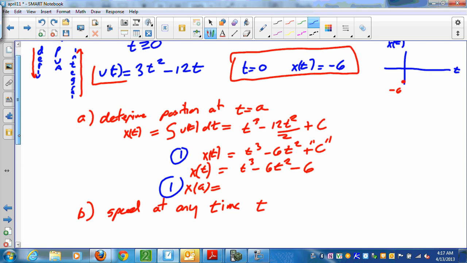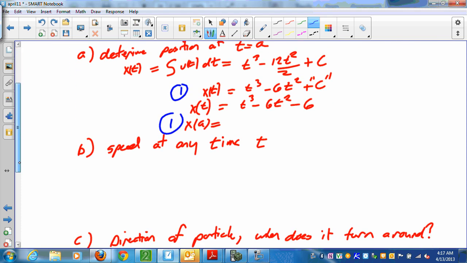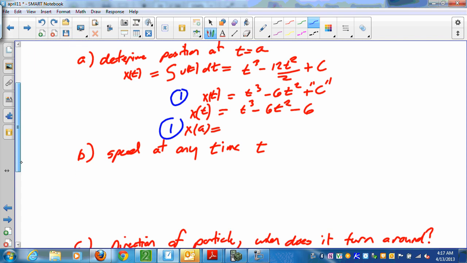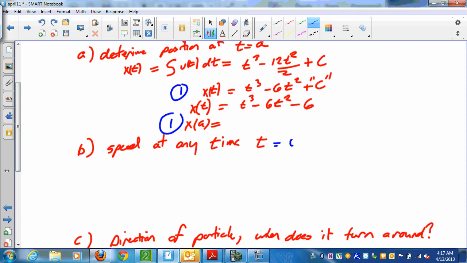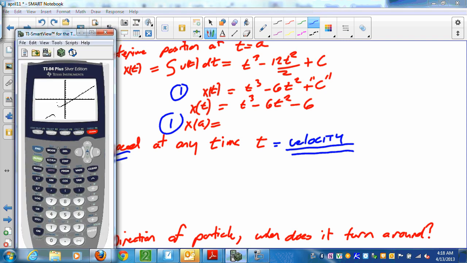Speed. Alright, so speed has to do with velocity, right? Well, how are speed and velocity related to each other? Speed is the absolute value of velocity. So I guess we need to look at the velocity function to see if it's ever negative. Since this is the calculator part, we could put the velocity equation into the calculator and see what we get.